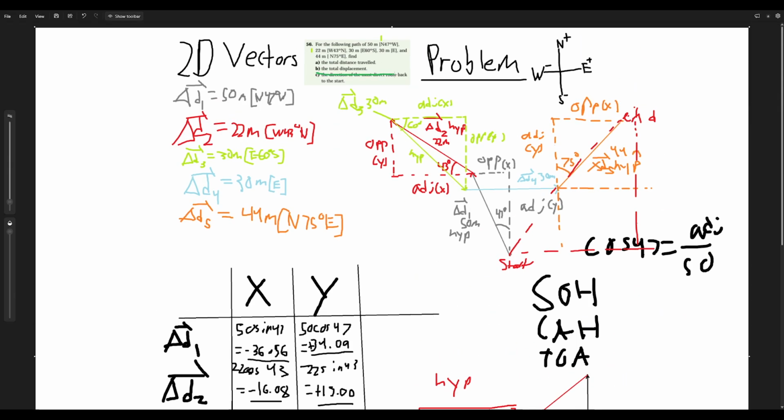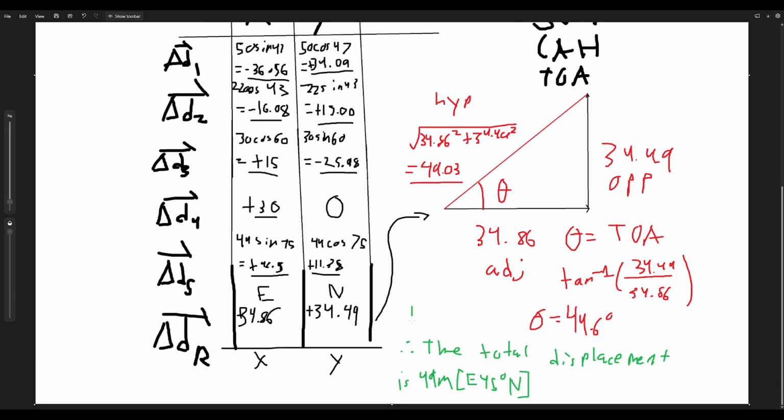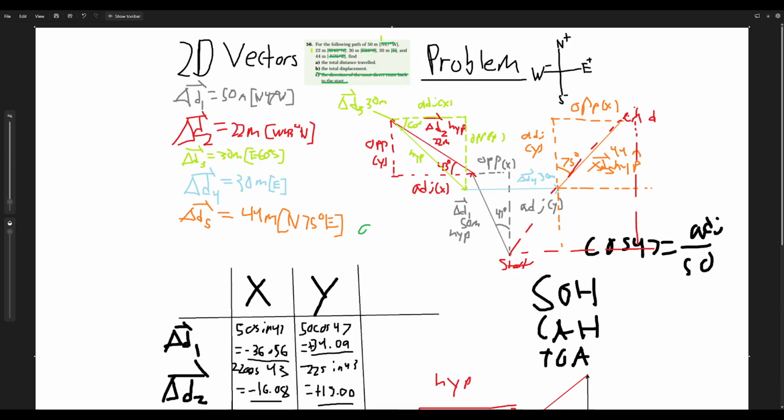I'm not going to do this question because I'm running out of time, but the total distance traveled is the easiest question. Distance has no direction, so you can disregard all of these directions, and you just add all of these up together. This is actually answer B, and answer A would be all of these added together. So put it in your calculator: 50 plus 22 plus 30 plus 30 plus 44 gives you 176 meters.